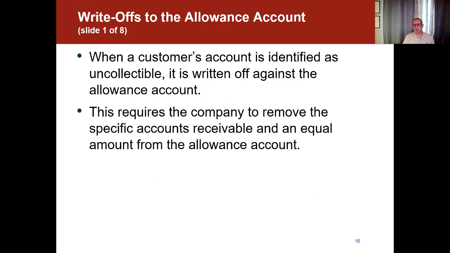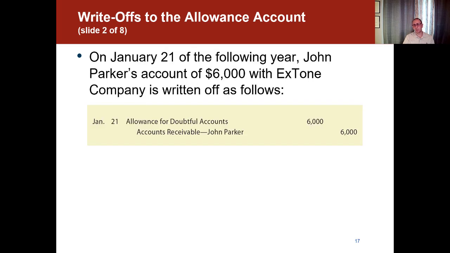Now let's see the write-off of the allowance account. So whenever there is a customer who doesn't pay their accounts receivable balance, when a customer account is identified as uncollectible, it's written off against the allowance account. This requires the company to remove the specific accounts receivable and an equal amount from the allowance account. So let's see. On January 21st, which is again, as you can see, happening the following year, John Parker's account of $6,000 with Xtone Company is written off, and we record that as follows.